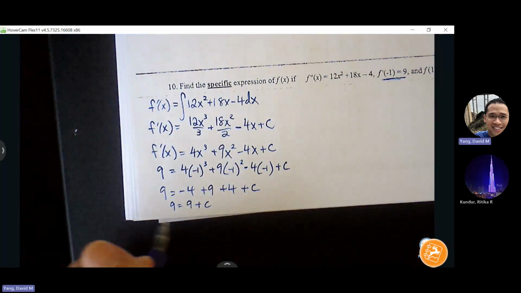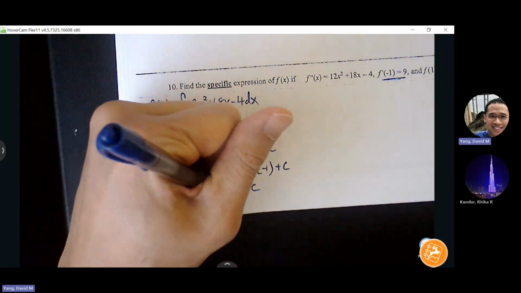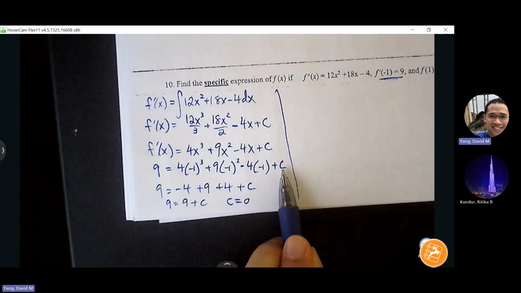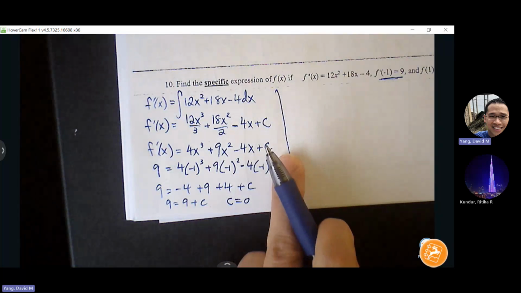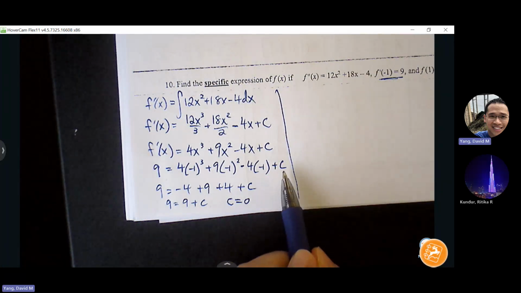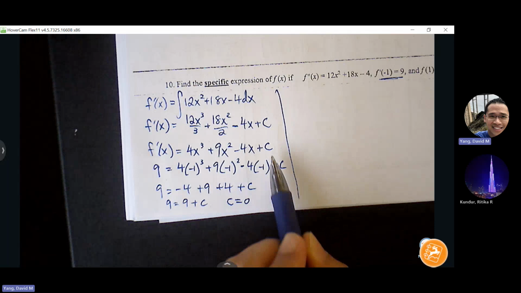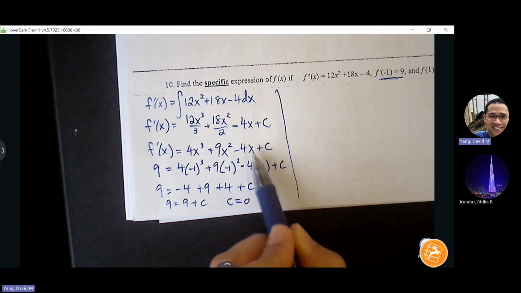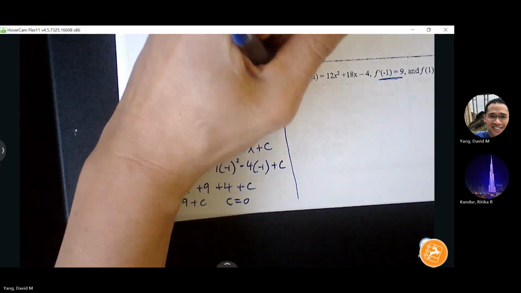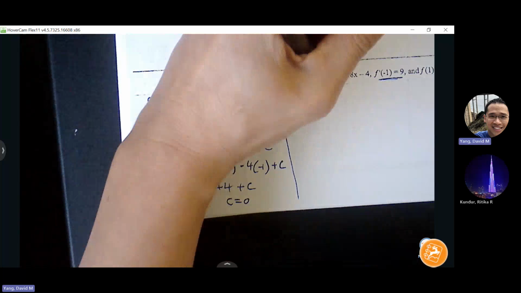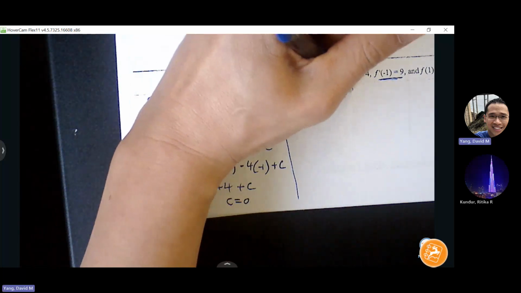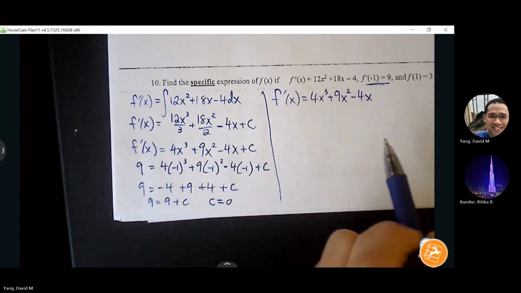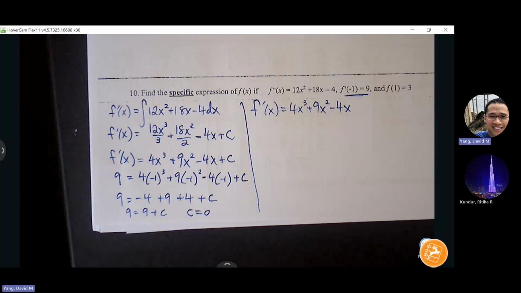The 4's cancel out. I subtract 9. Everything goes away. My c is just 0. So because my c is 0, I can just completely drop that constant out. Looks like I can just ignore it now. If this was another number, I'd have to replace that with another number, but 0 can just go away. I'm going to rewrite my f prime, and I'm going to completely drop the 0 because it's not going to matter. So my f prime updated is just 4x cubed plus 9x squared minus 4x.